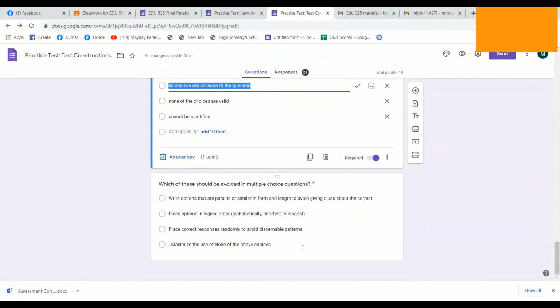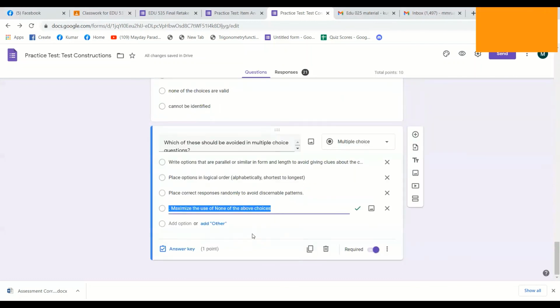Next one, which of these should be avoided in multiple choice test questions? Writing options in parallel or similar form and length. Avoid giving clues about correct answers. Okay, that is good. Place options in logical order. Okay, that is correct. Place correct responses randomly to avoid discernible patterns. That is also correct. Maximize the use of none of the above. Okay, as much as possible, we are going to minimize, not maximize, none of the above options. So letter D is the answer. It's letter D.